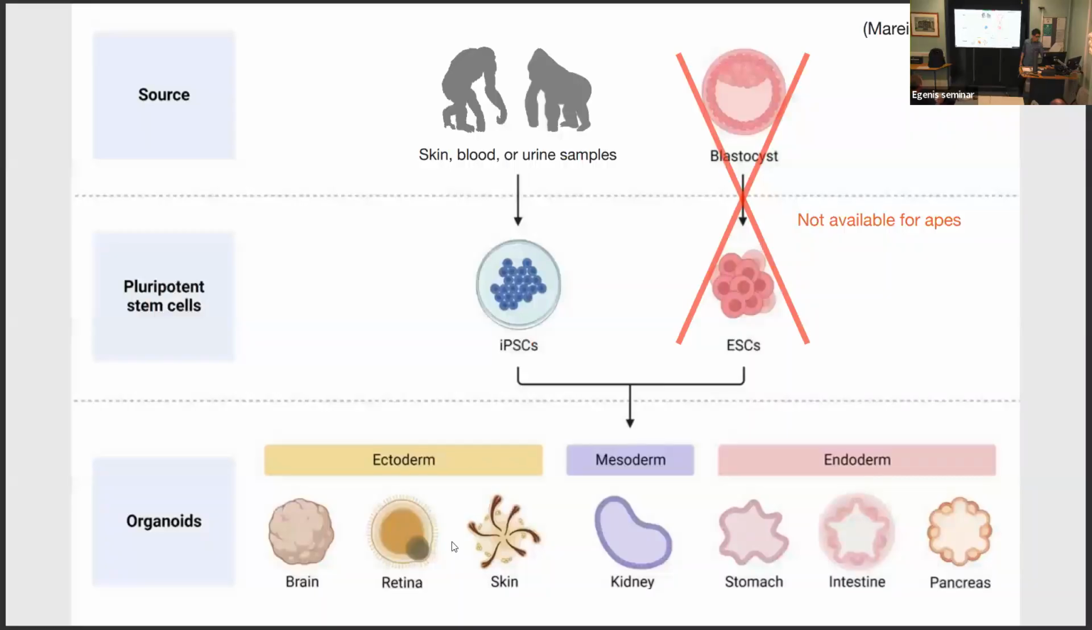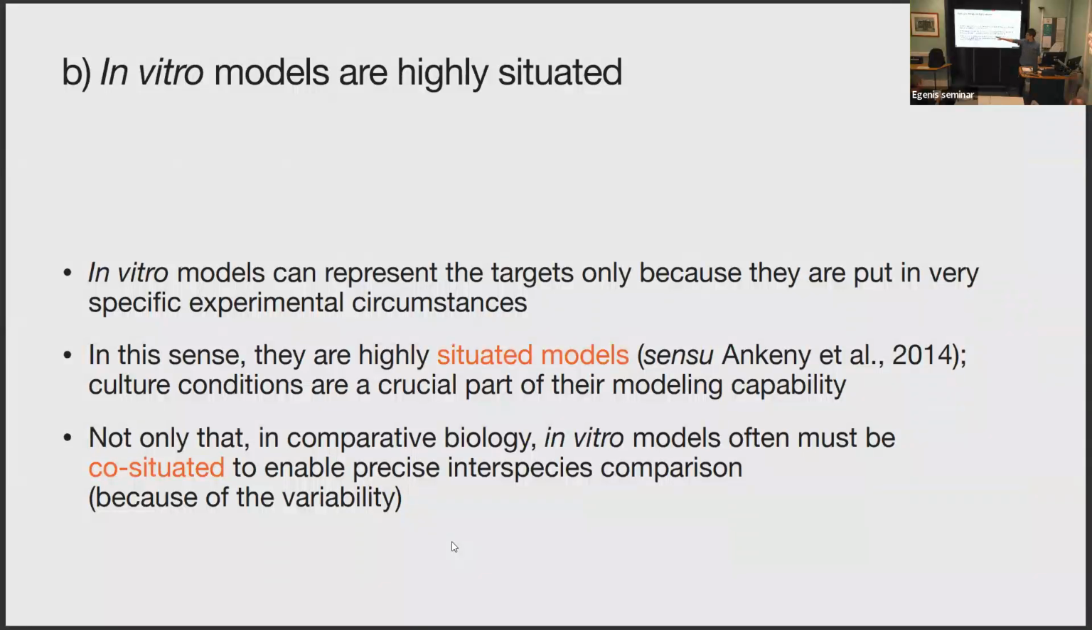So, for example, originally the cells are just, say, skin cells. If you do nothing, they are just skin cells, and they would never represent brain development, right? Those collected cell samples can represent brain development precisely because they are put in very specific, complex experimental conditions. So in this sense, culture conditions are a crucial part of their modeling capability. And not only that, in comparative biology, in vitro models often must be co-situated to enable precise interspecies comparison, because using different protocols can produce different in vitro models.